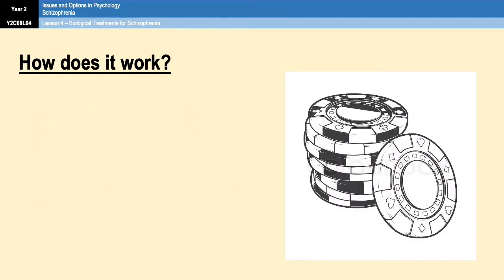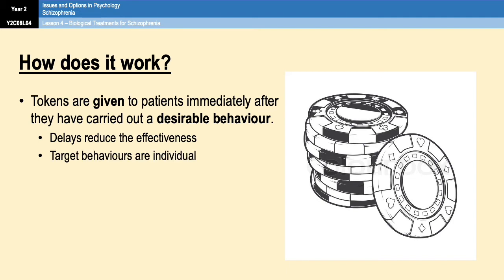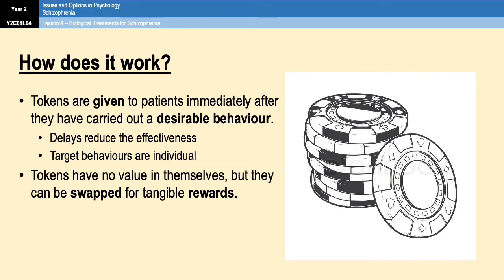Now, the process is very, very simple. When patients carry out a desirable behavior, they are immediately rewarded with a token. The immediate receiving of the token is very, very important because if you delay the reward, the effectiveness of that reward is reduced. The target behaviors that are going to be modified are specific and individual to each patient because obviously not everybody will display the same maladaptive behavior that needs changing. And that's something that would be agreed on with the psychiatrist before the program starts.